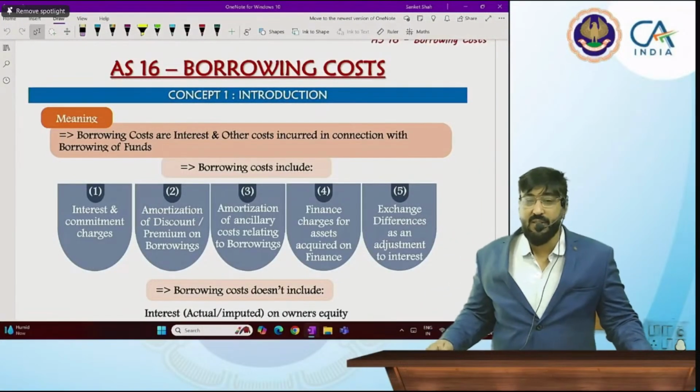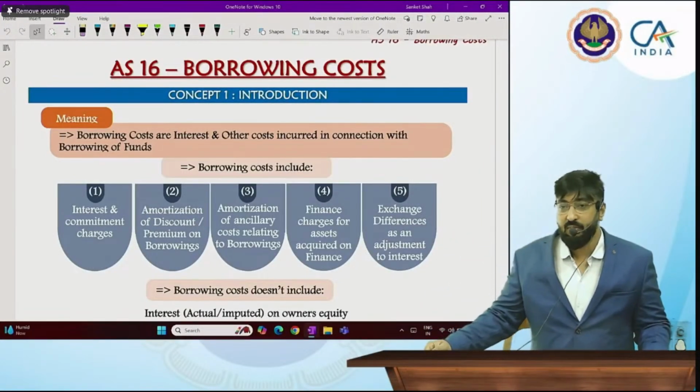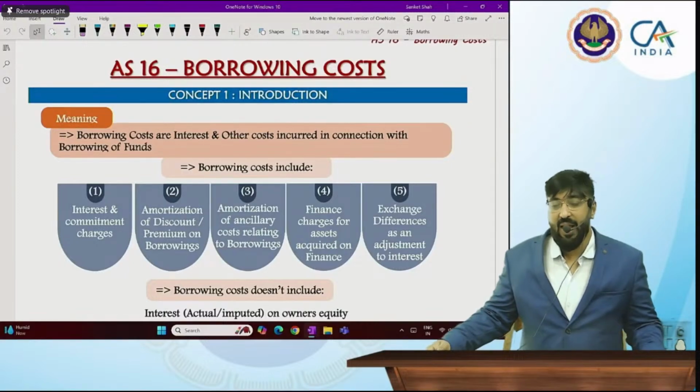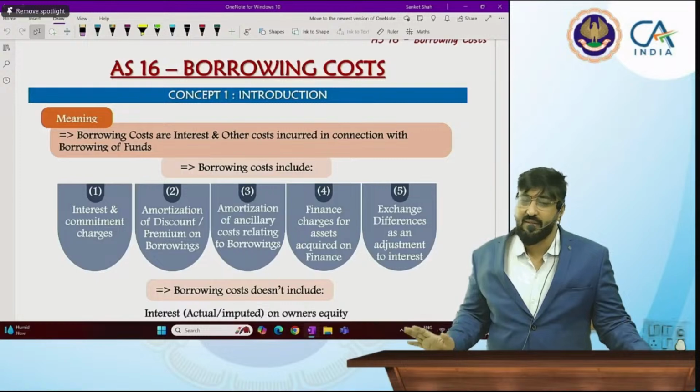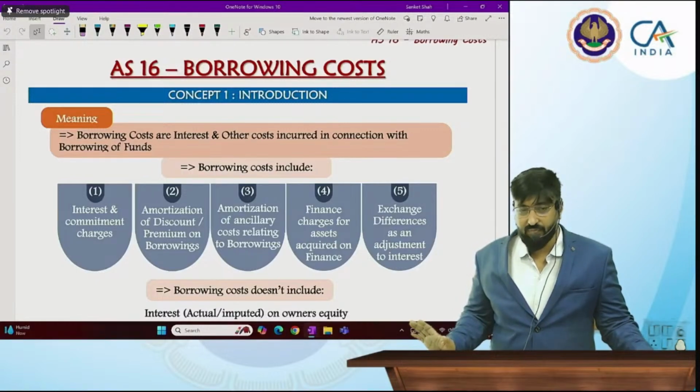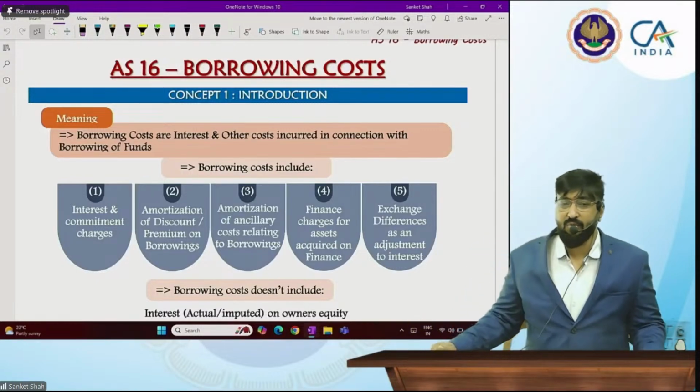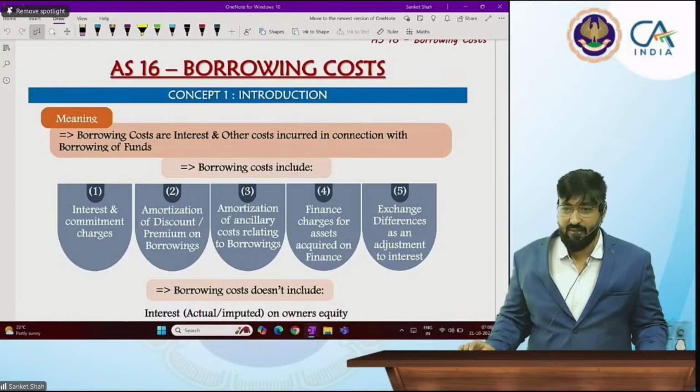And when to cease capitalization? When to stop capitalization? When the substantial activities are completed, or when part of the asset is completed and usable. In simple language, when the asset is ready to use, you will stop that capitalization, partly or wholly.